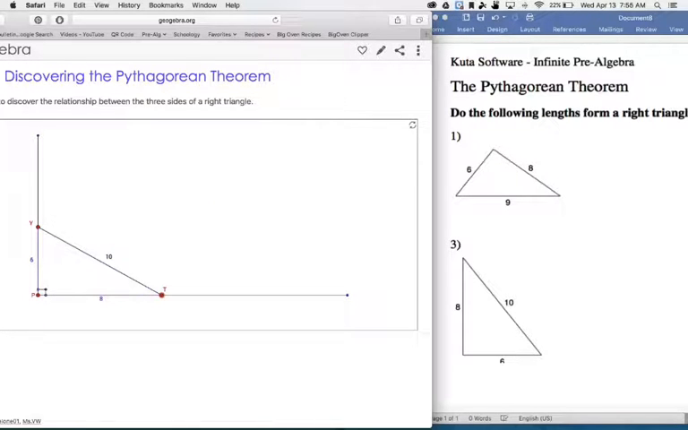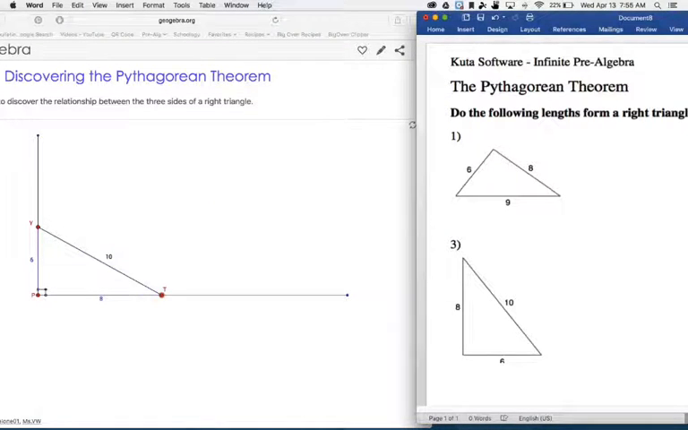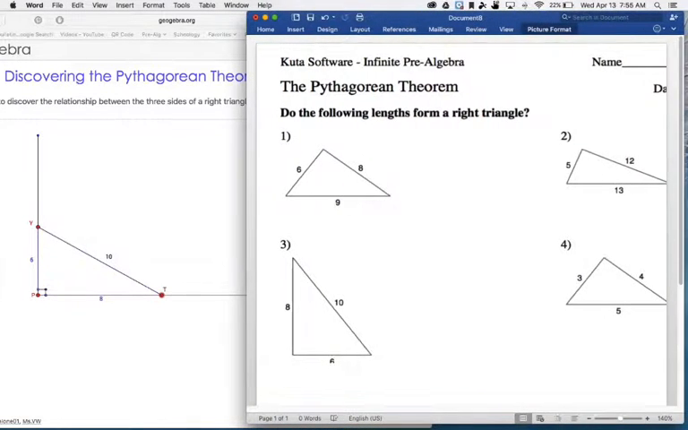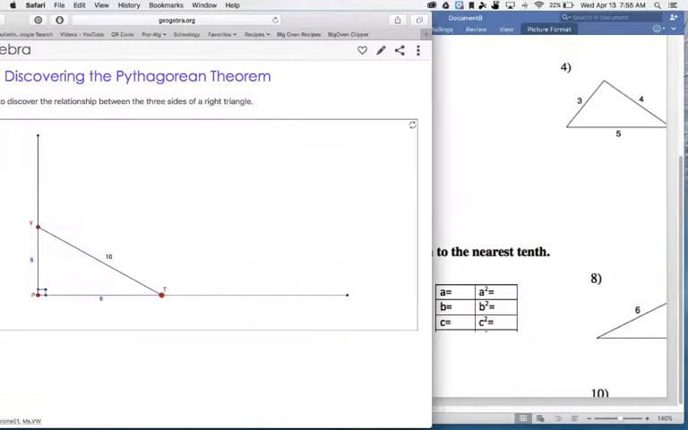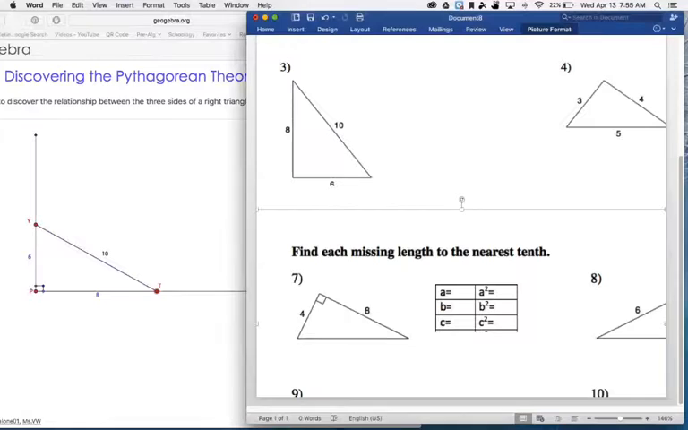All right, now let's take a look at the second part of your worksheet. On the second part of your worksheet, you're going to see an area where it asks you to find each missing length to the nearest tenth. Okay, and they give you the A and the B. Remember, the A and the B are attached to the right angle. And there's also a little chart where you're going to fill in the values for A and the value for B. So we're going to use the website. We're going to put our legs as 4 and 8 and find the hypotenuse.